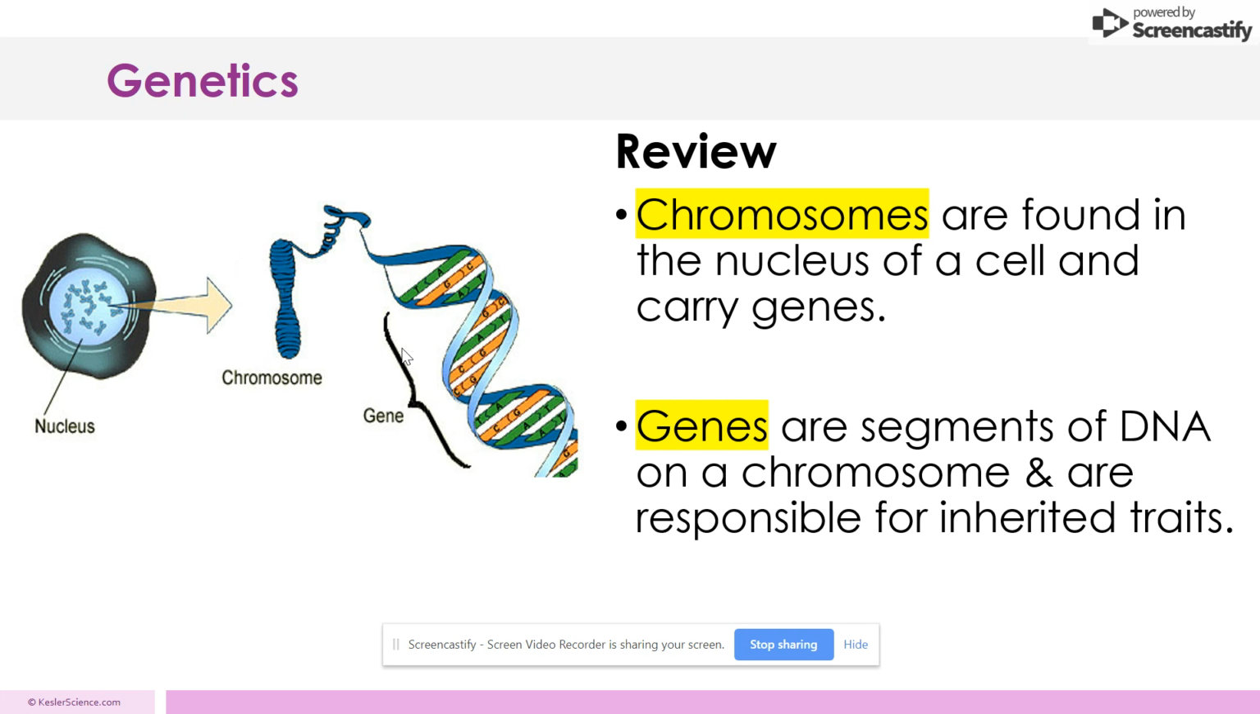Genes, once again, another vocab word. Make sure you add it to your glossary. Genes are segments of DNA on a chromosome. Again, a segment of DNA within the chromosome. We're just zoomed in way far here. So genes are segments of DNA on a chromosome and are responsible for inherited traits. Again, these are your instructions for what traits you're going to have.